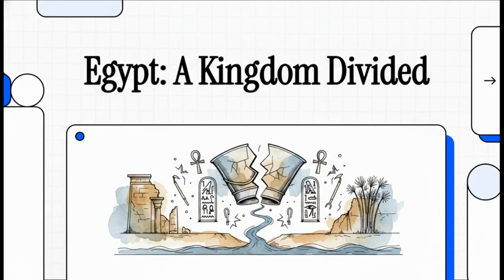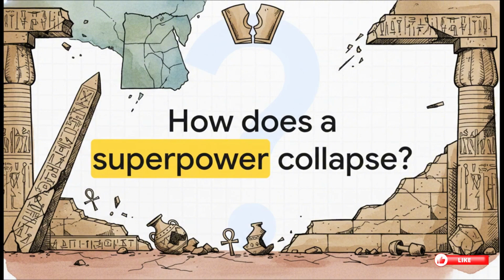All right, let's talk about what happens when a truly massive, powerful empire starts to crumble from the inside. We're going to dive deep into the very beginning of ancient Egypt's Third Intermediate Period, a really fascinating time when this kingdom, once totally unified, was literally split in two. Let's get into it. I mean, it's a huge question, right?